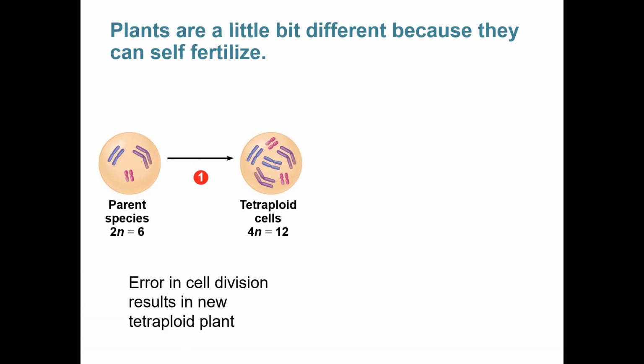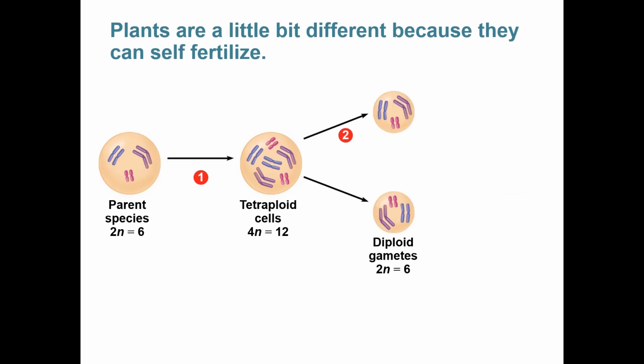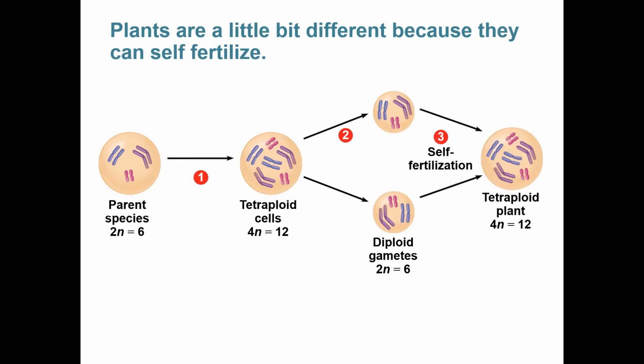On the plant side, parent species can sometimes go through errors in cell division. In this case, what has happened is the cell has replicated its DNA but fails to divide. It's now gone from a diploid 2N species to a tetraploid 4N species. When this species goes through cell division, it's going to create diploid gametes. Those diploid gametes are only going to be able to go through self-fertilization, which is fine because it's a plant, so we'll continue creating tetraploid plants.